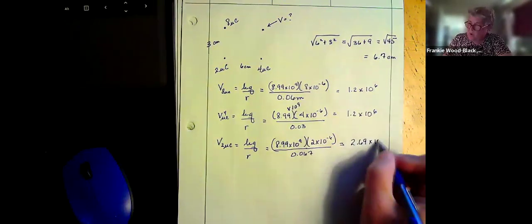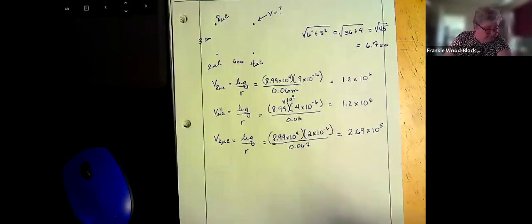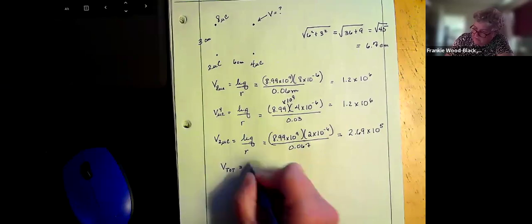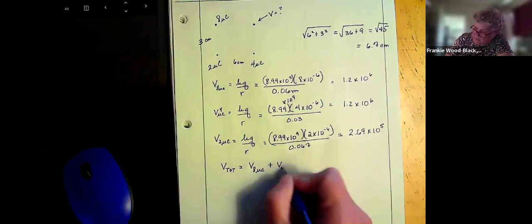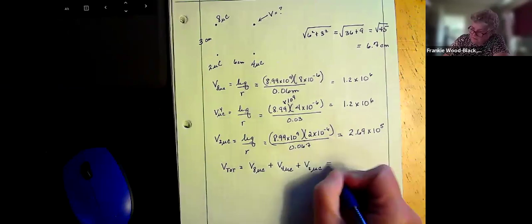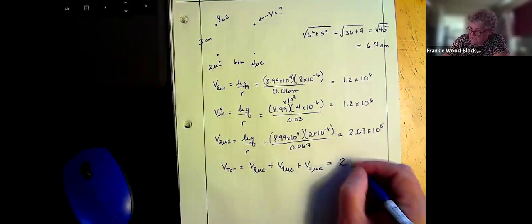And now my total is, you just add them up. V of 8 microcoulombs plus V of 4 microcoulombs plus V of 2 microcoulombs equals 2.67 times 10 to the 6.